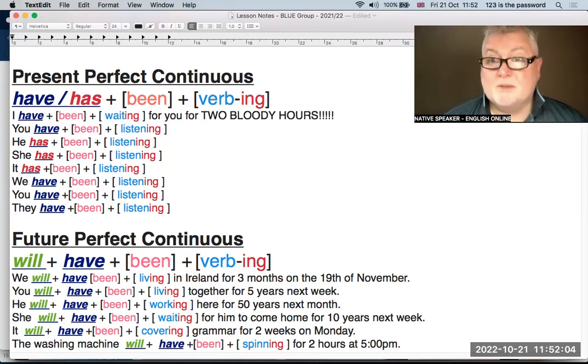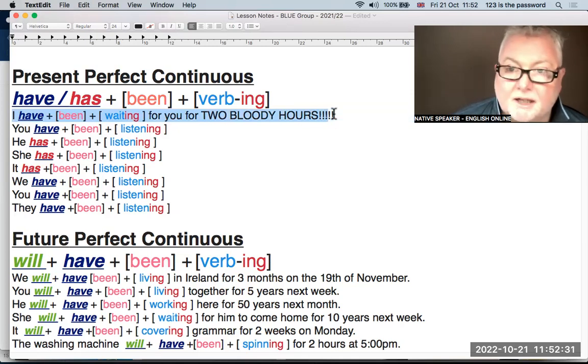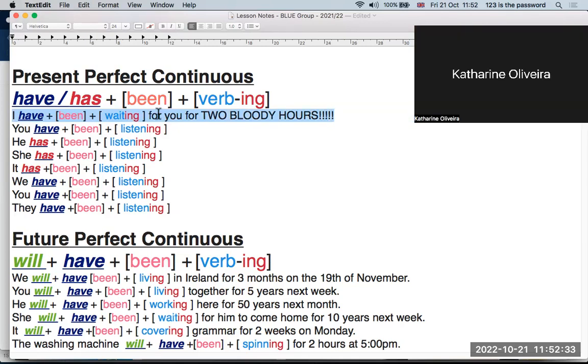So when you're annoyed with somebody, if Katerina cooks dinner and her husband's been delayed at work and his phone ran out of power, and when he comes home, dinner is cold and she's annoyed, what does she say, Katerina? Katerina, are you there? I have been waiting for you for 2 bloody hours.